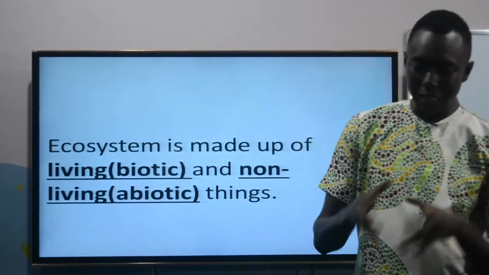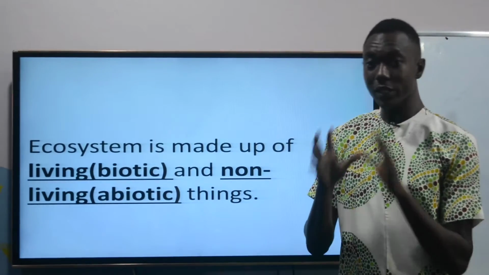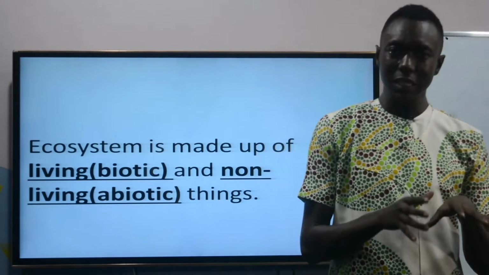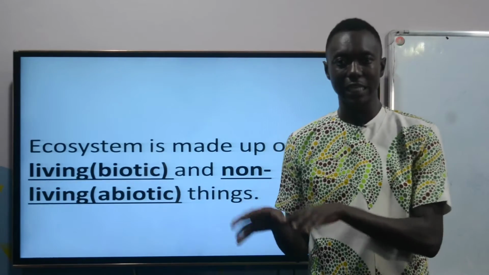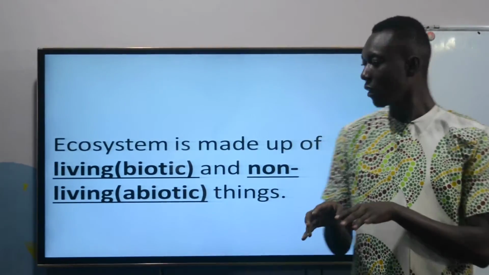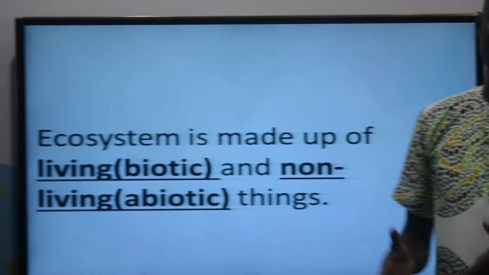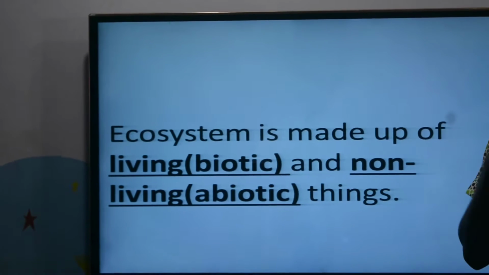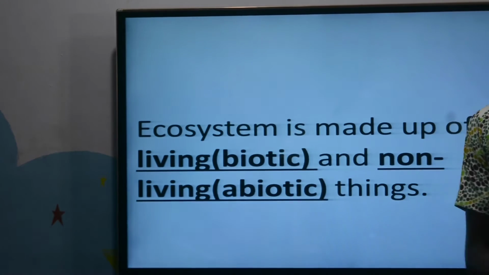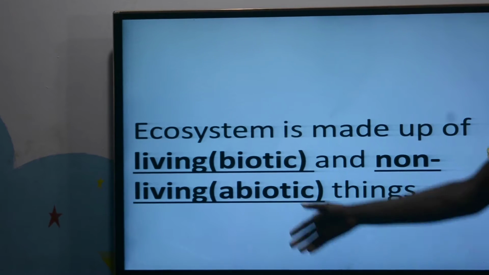Now let us look at some of the things that make up an ecosystem. We are saying that ecosystem, as we are talking about, is made up of living things and non-living things. In other words, living can be referred to as biotic. So if you hear me saying biotic, please don't be confused. It means I'm referring to living. Non-living things can also be referred to as abiotic.